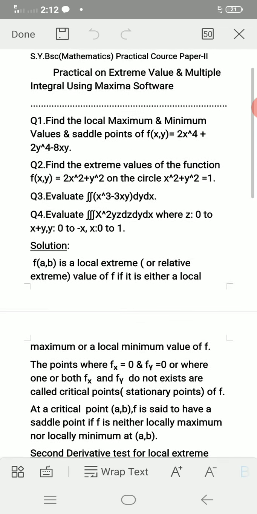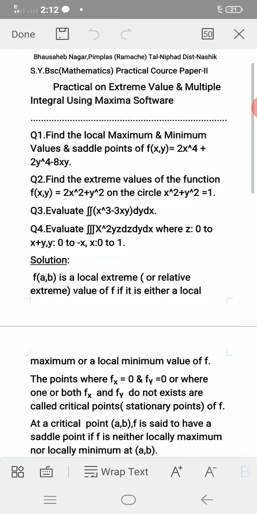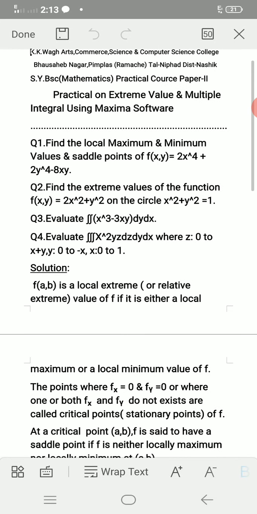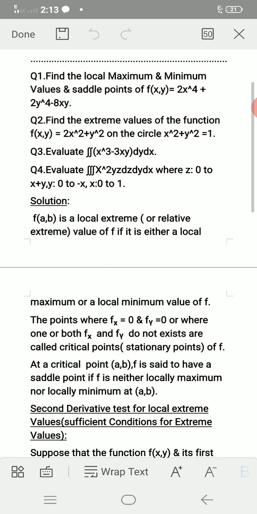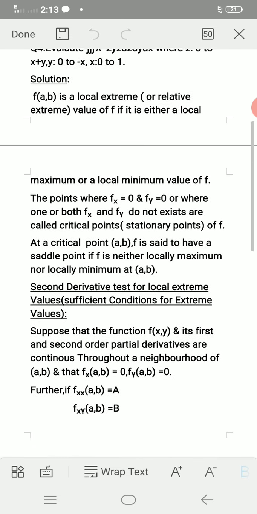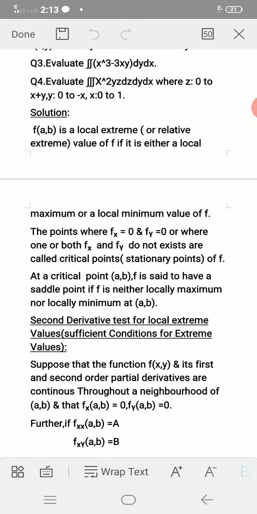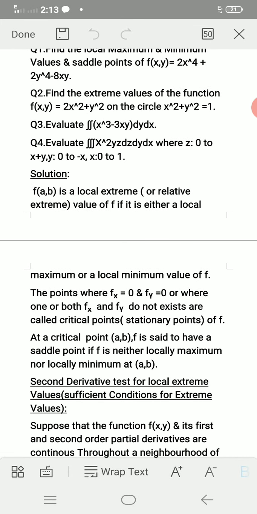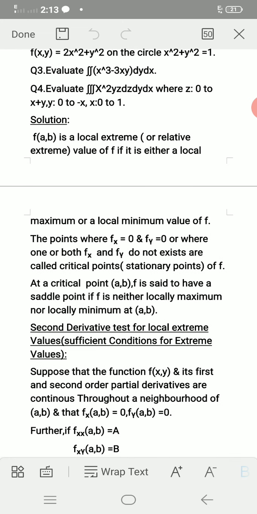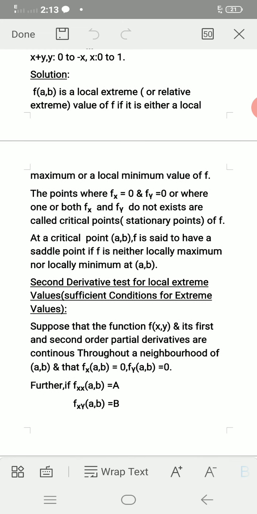In the last lecture we discussed the concept of extreme value, maximum, minimum, saddle points and critical points. Today we again discuss in short. So see the solution. f(a,b) is a local extreme. Another name for local extreme is relative extreme. It is either a local maximum or a local minimum value of f.